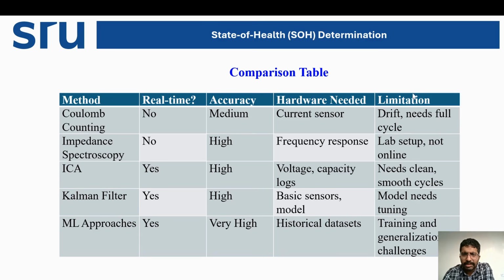And these are the things that we need to note down, like hardware needed. So for Coulomb counting sensors are required, frequency response is required for that EIS technique. Then for ICA we require voltage, capacity and logs. Basic sensor models are required. Historical data sets are required for machine learning approaches. Okay.